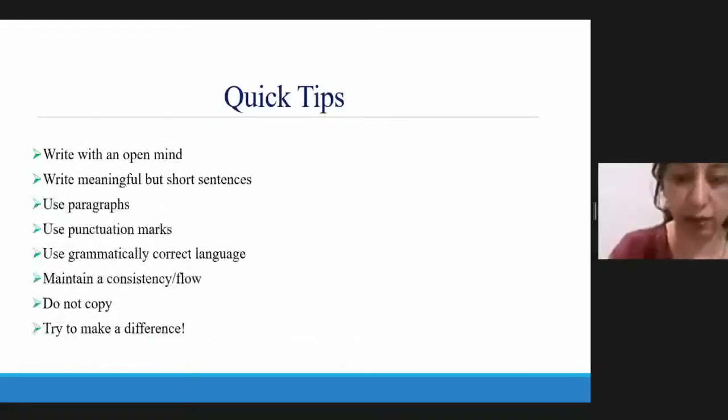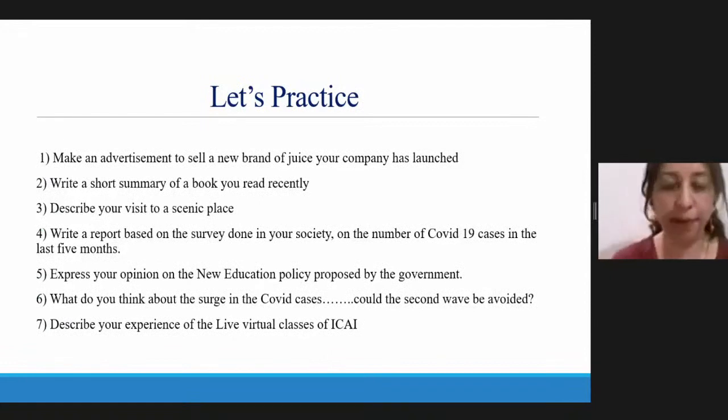So I have a list of practice questions. You can make one of these and share it with me in the comment box, in the chat box. You have to make an advertisement to sell a new brand of juice your company has launched. Assuming that you are already an established company in the market and there's a new juice brand coming up, how would you make an advertisement? So always remember your target audience is going to be children mostly who want to drink the juice. So make it more colorful and make a theme, select some cartoon characters which are relatable to children. That's how you do. A general sense of understanding is required in making an advertisement.